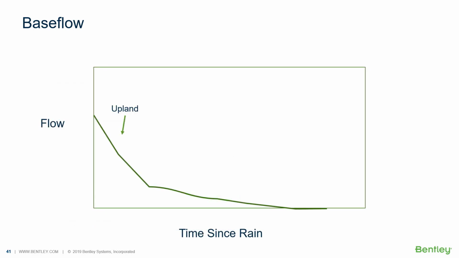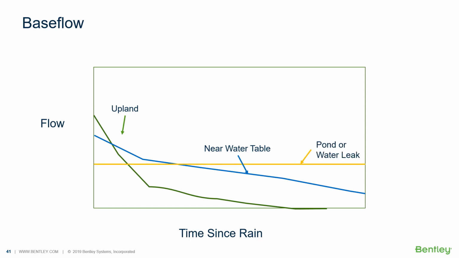So this is going to vary through your system. In that upland area where you don't have a high water table, you're going to see that as soon as it gets done raining, this dies off pretty quick. If you're near the water table, it'll take a lot longer, and you will possibly have a significant base flow. And if you're in an area where you've got a pond right next to the sewer, it's going to stay that way all the time, and you do have a significant base flow.